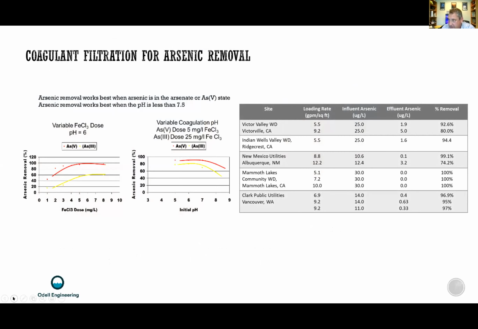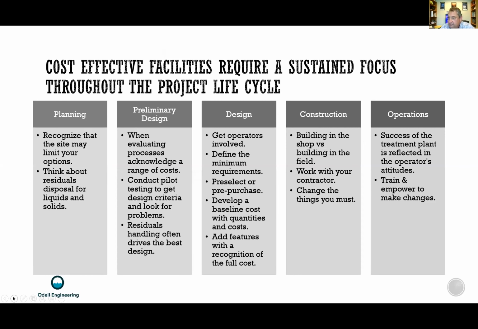Coagulation filtration for arsenic removal can be done very effectively if you oxidize the arsenic from arsenic 3 to arsenic 5 ahead of time, and you can get some pretty good filter loading rates with some ferric chloride addition, and be able to really have a more cost-effective facility. So that's it. Just the last note that cost-effective facilities really require a sustained focus throughout the project life cycle.